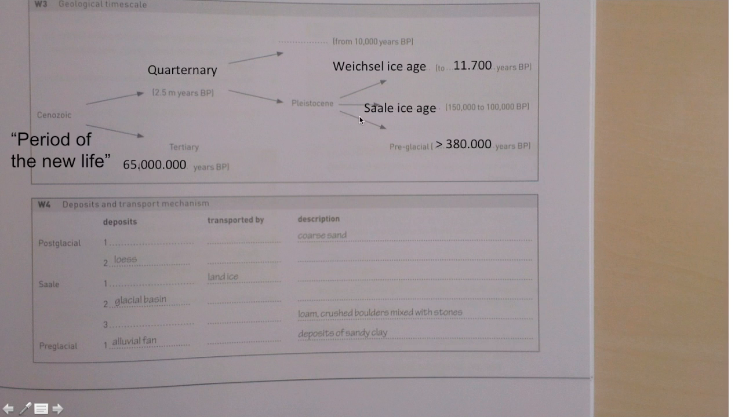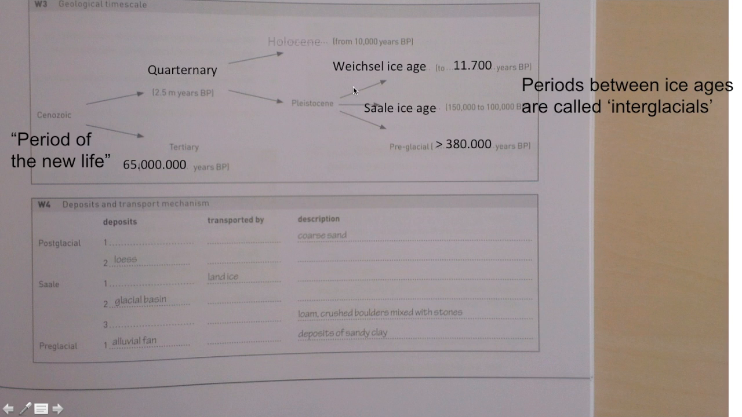So we're going to call everything before the Saale Ice Age preglacial. We're going to call the Saale Ice Age the period from 150,000 to 100,000 before present. Then there was an intermission, no ice age for a while. And then there was the Weichsel Ice Age. And the interglacial over here and the Weichsel Ice Age together are named the post-glacial period in the book, which makes absolutely no sense to me at all.